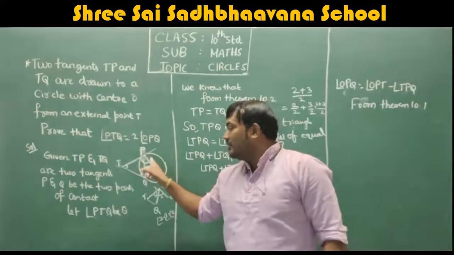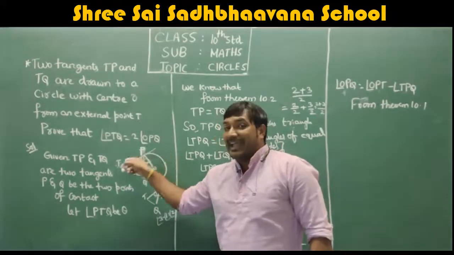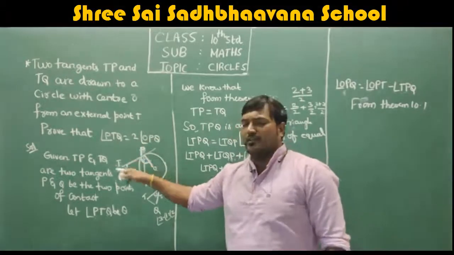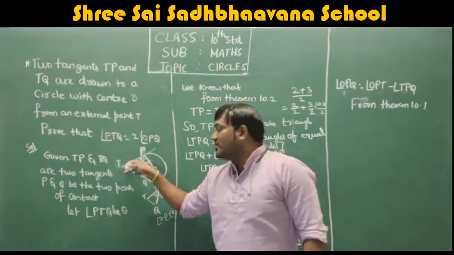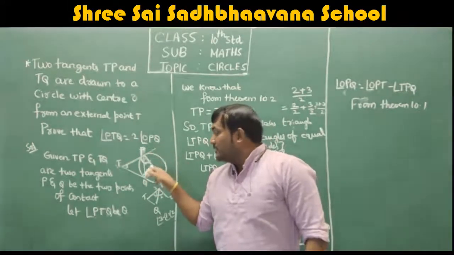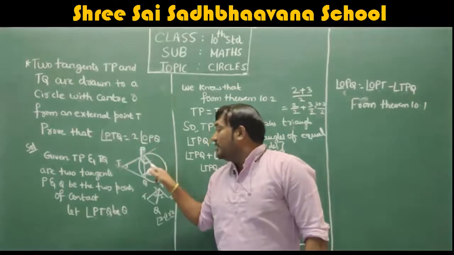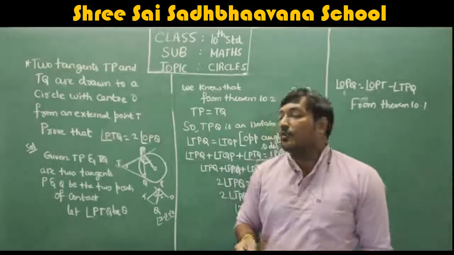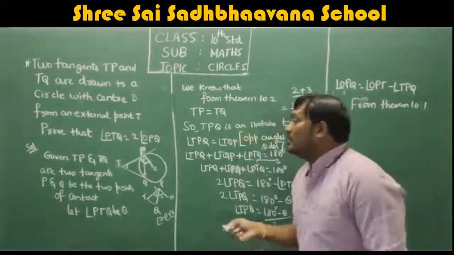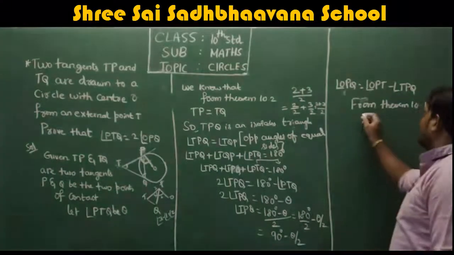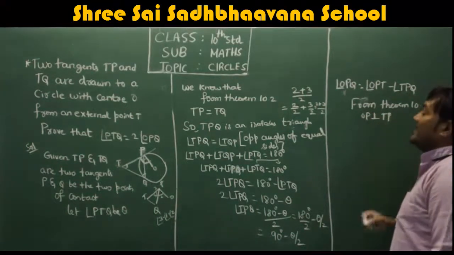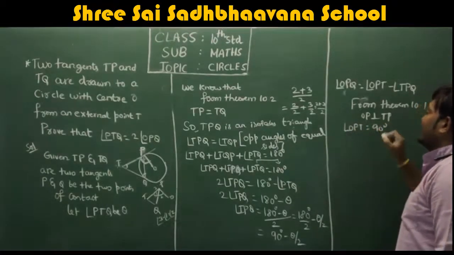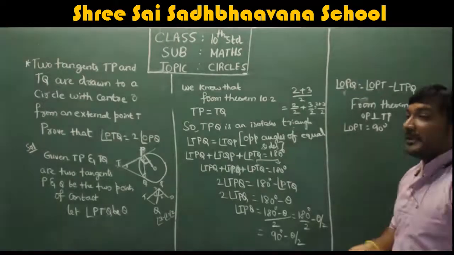Always the radius of the circle is perpendicular to the tangent drawn. The tangent drawn to a circle is perpendicular to the radius through the point of contact. So it means OP is perpendicular to TP, isn't it? OP is perpendicular to TP. If OP is perpendicular to TP, what is angle OPT? 90 degrees, because it is perpendicular. Always perpendicular makes 90 degrees.